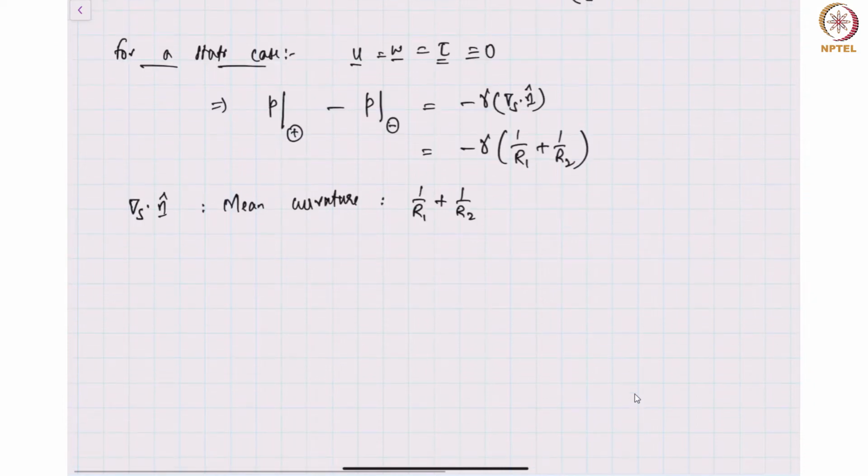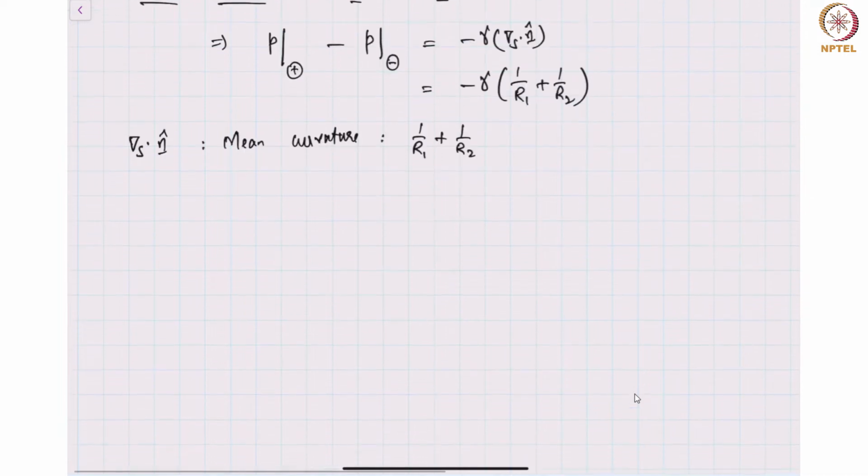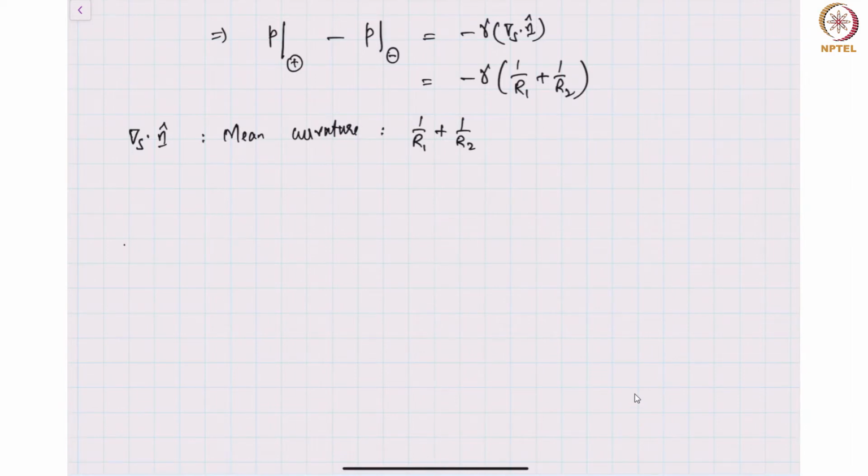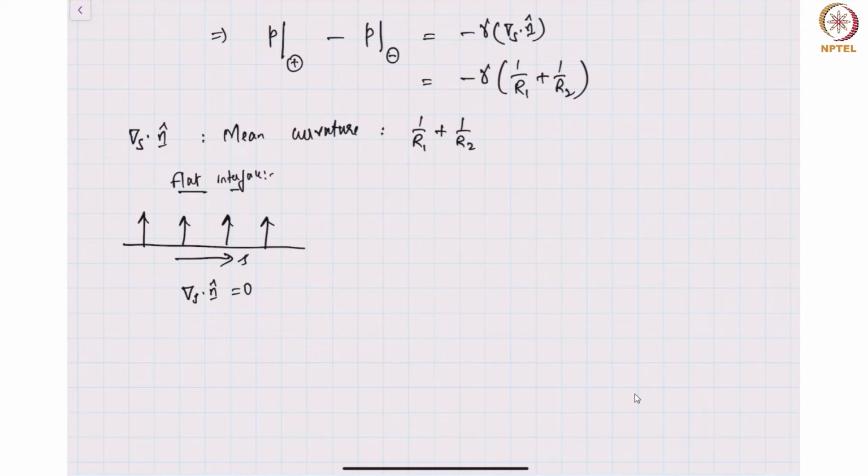Okay. So for students who are not very familiar with the ideas of curvature, I'll give you a very simple way to think about why del s dot n is the curvature. Let's start with a flat interface. In the flat interface, the normal vector is always pointing in the same direction. So when you go along the surface, that is, when you vary the coordinate s, where s is varied along the surface, then del s dot n in this particular case is 0. This is for a flat interface. Now when you take the case of a curved interface, del s dot n tells you the variation of n along the surface.